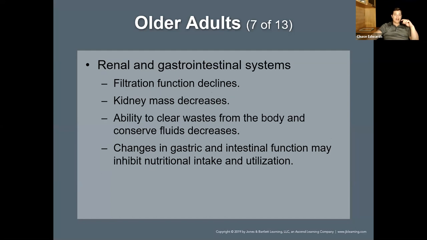Next, renal and gastrointestinal system, or GI system. Filtration function declines by about 50% from ages 20 to 90 years of age. Kidney mass decreases 20% over the same span, 20 to 90. The nephrons are the sophisticated capillaries that perform filtering in the kidney. The number of nephrons declines between ages 30 and 80 years. So that number of nephrons declines.